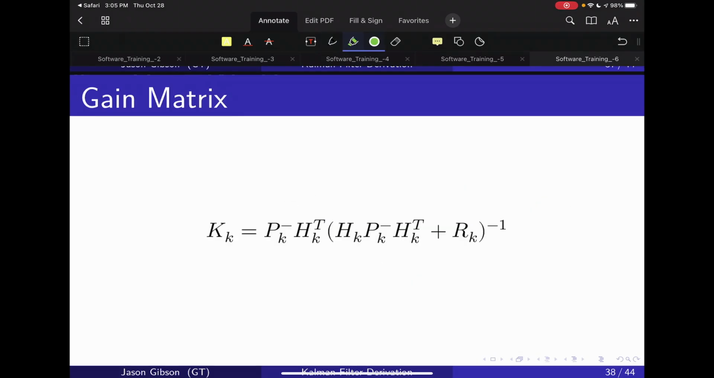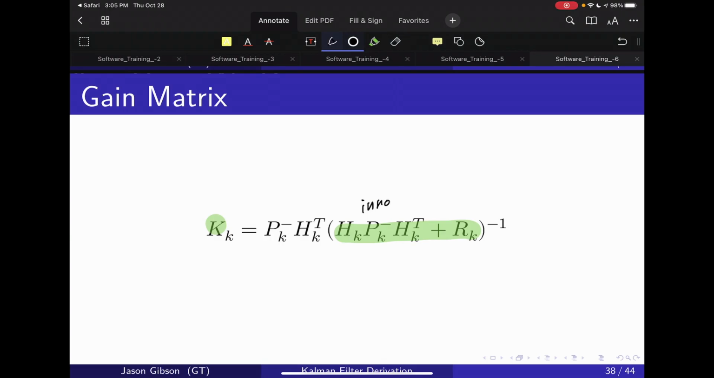So next we have our gain matrix, K. And K has a really important part of the equation, which is here. And this is often called the innovation matrix.